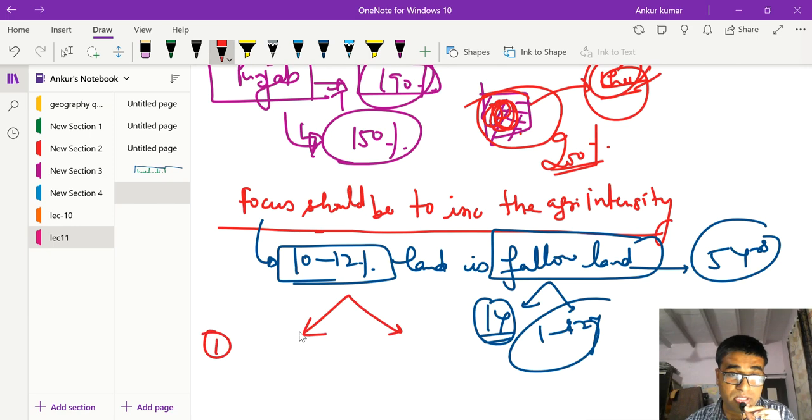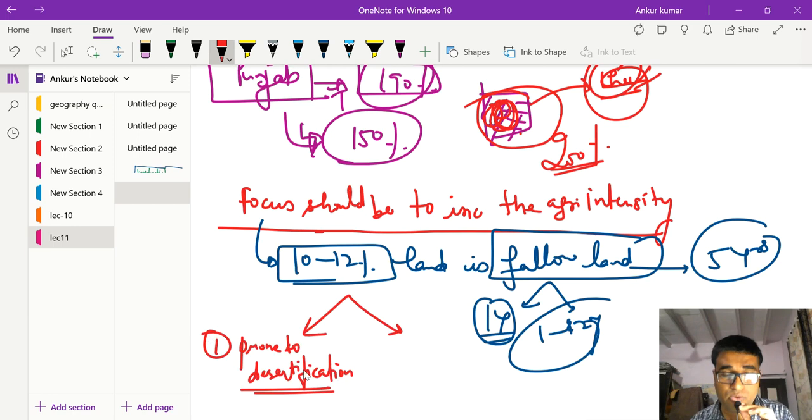Number one problem is that when we leave the land barren, bare, without cultivation, that land becomes prone to desertification. So within a few years it will become wasteland and be of no use. To prevent this, we must cultivate; we must increase the agriculture intensity. The second reason is that when we fallow the land, when we leave the land without cultivation, you are wasting the land resource.